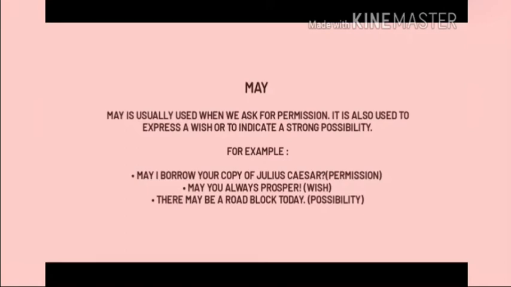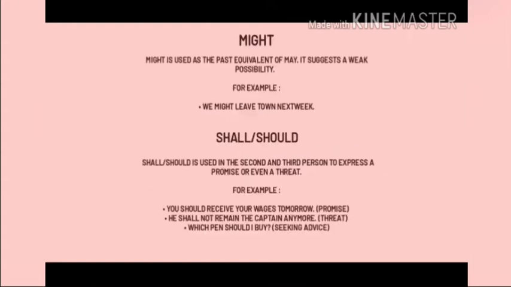Next, may is usually used when we ask for permission. It is also used to express a wish or to indicate a strong possibility. For example, may I borrow your copy of Julius Caesar? This is permission. May you always prosper. This is wish. There may be a roadblock today. This is possibility. Next, might is used as the past equivalent of may. It suggests a weak possibility. For example, we might leave town next week.